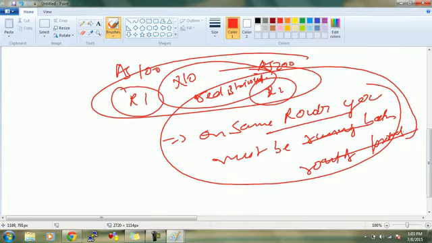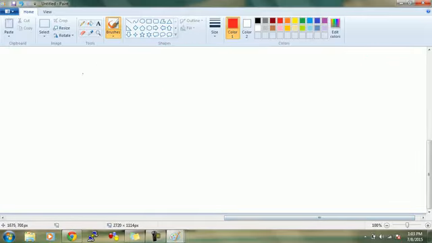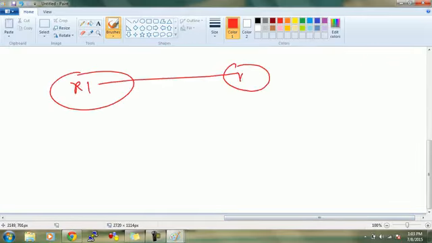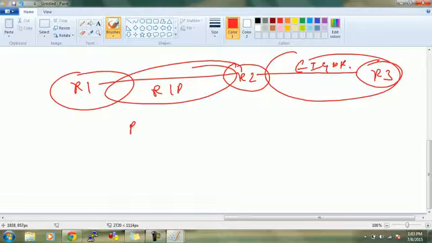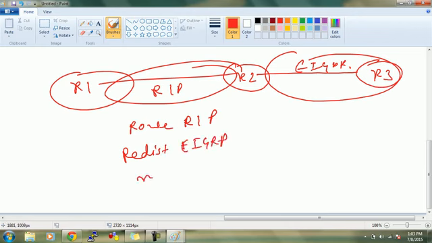See, now R1, R2, R3. Here we are running RIP. Here we are running EIGRP. What will you write? Router RIP, redistribute EIGRP. After that you have to define one thing, that is called metric.